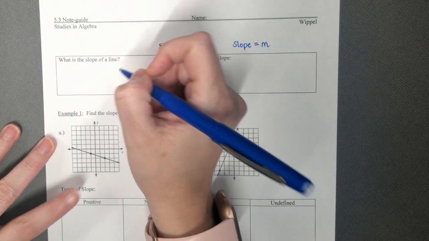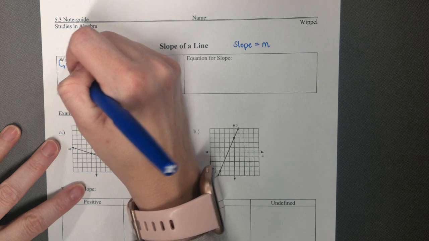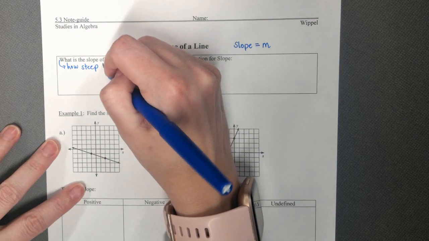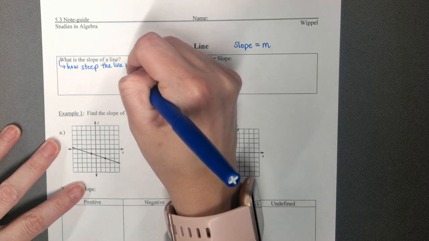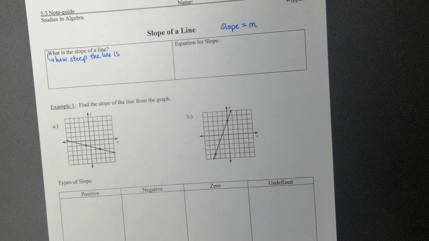Okay, and then what's the slope of a line? It's how steep the line is. Okay, so if you have a large number, it's really steep. And then as you start to get into fractions, it's going to be less steep.